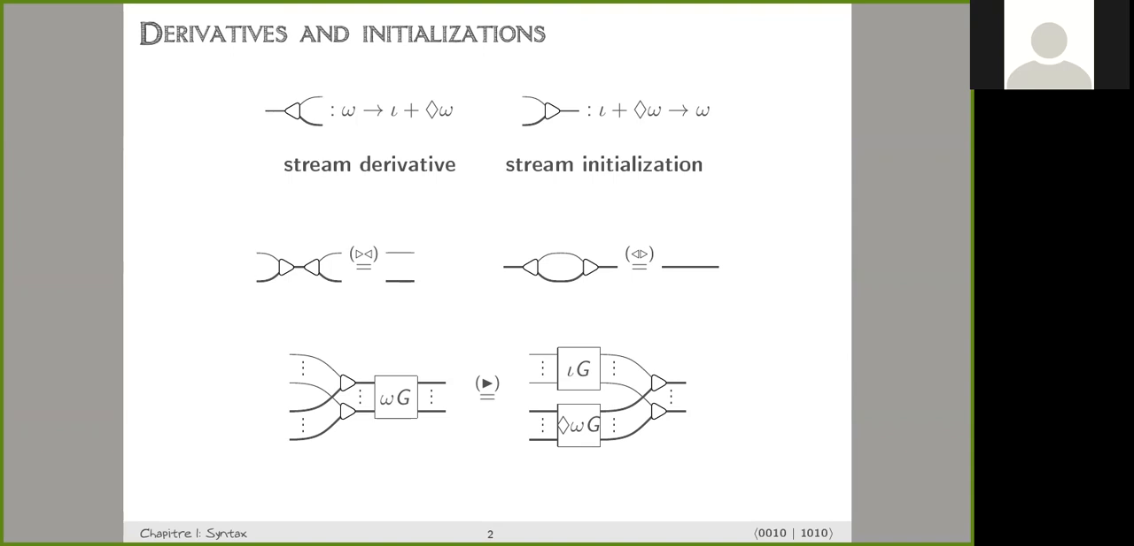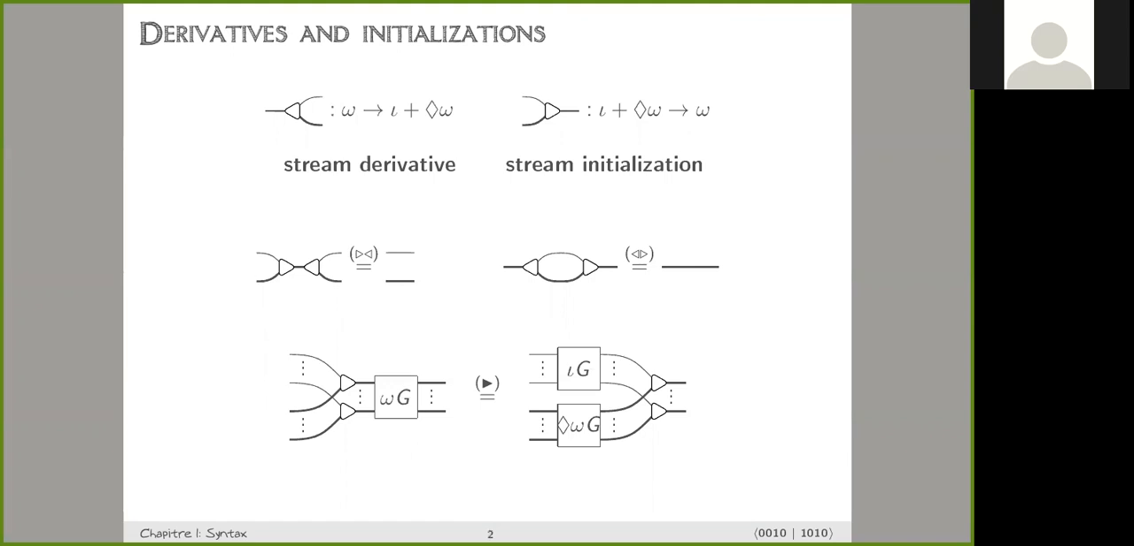So we have this rewriting rule. If you know ZX notations, these are exactly the same rules, because it is kind of ZX notation inspired. And this ensures, in fact, that those two types are isomorphic, omega and iota tensor delayed omega. This is kind of the same thing operationally.